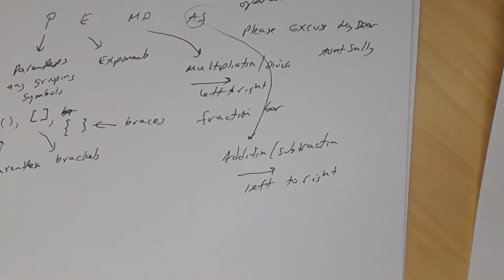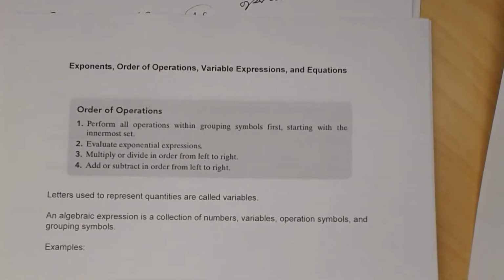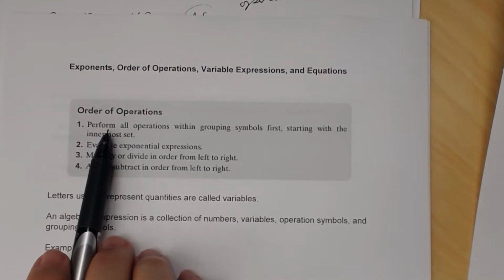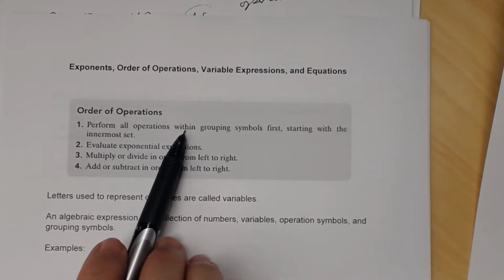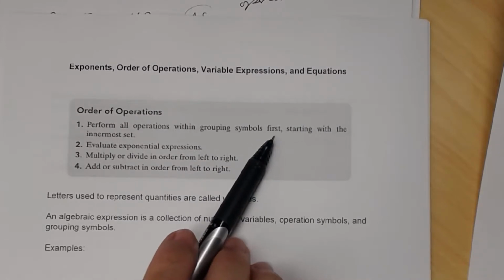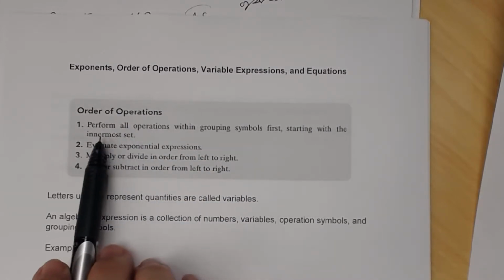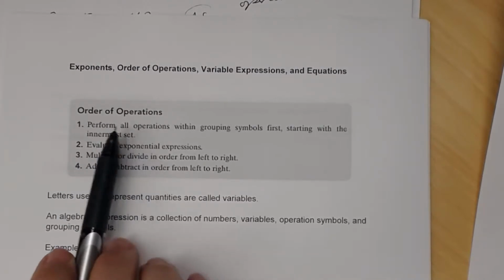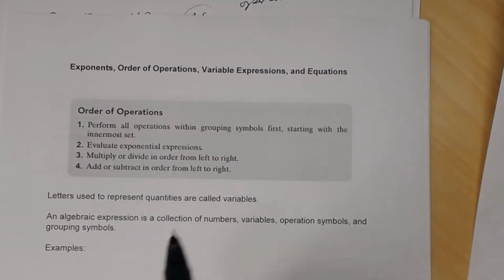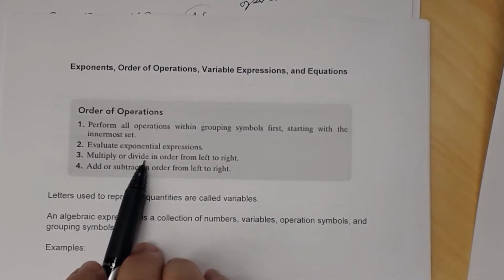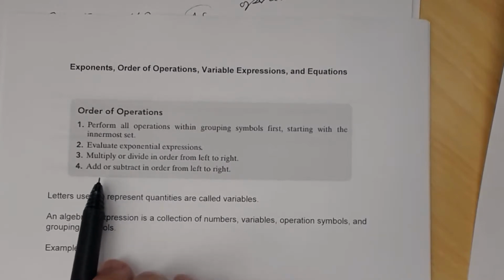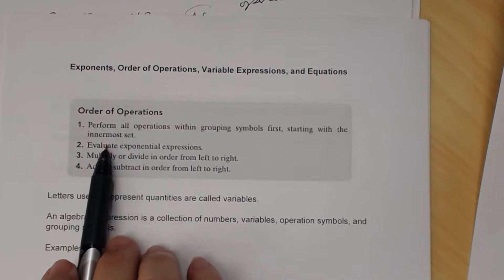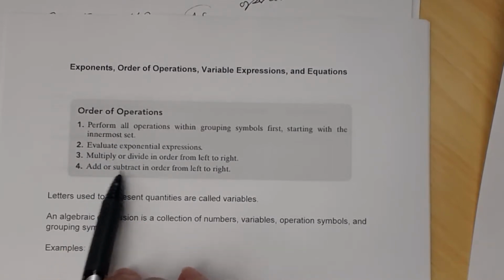In your book, they basically have this written down. So let's look at the order they have here. It says perform all operations within grouping symbols first, starting with the innermost set. We'll look at something in a little while to see what they mean by innermost set. Then we evaluate exponents. So we do grouping symbols, then exponents, then multiplication and division in the order from left to right, and then adding and subtracting in the order from left to right. So please excuse my dear Aunt Sally.